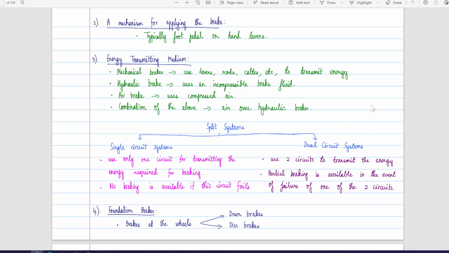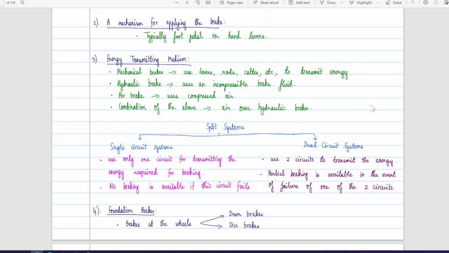We have air brake systems, which are used in heavy commercial vehicles, which use compressed air. So this compressed air can be filled in again and again. The benefit of using compressed air for heavy vehicles is that it allows you to operate at pressures which will enable the kind of power which is required for stopping the commercial vehicles.